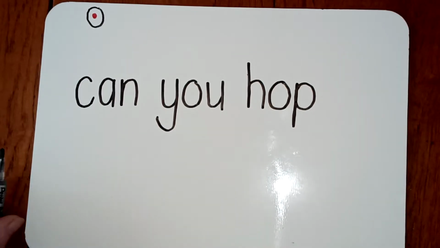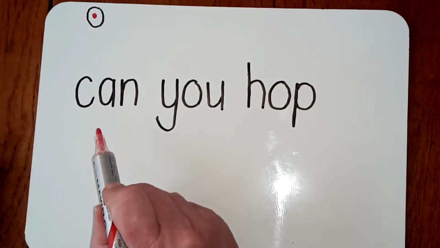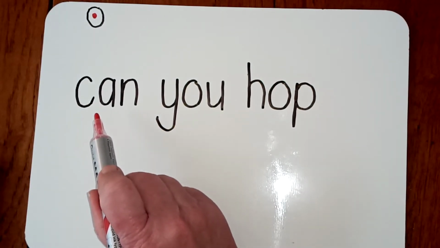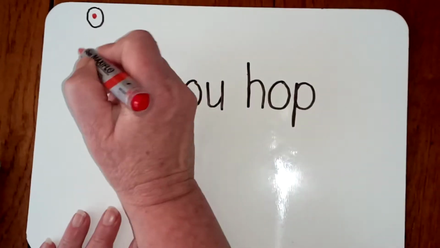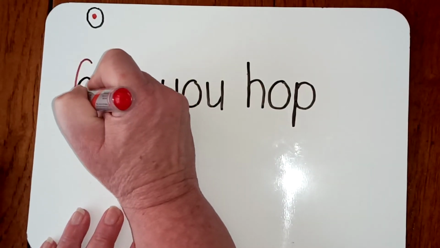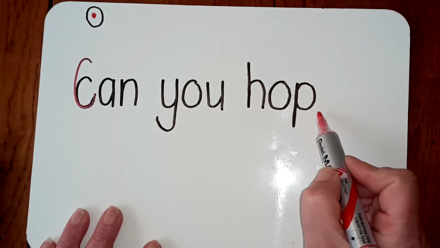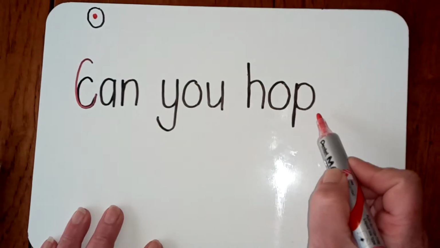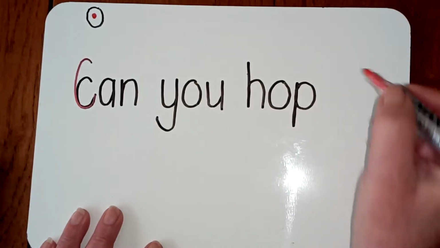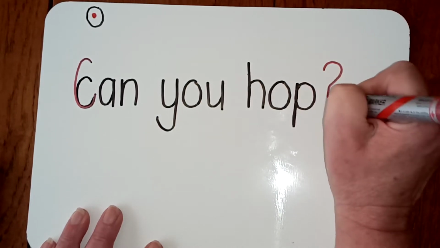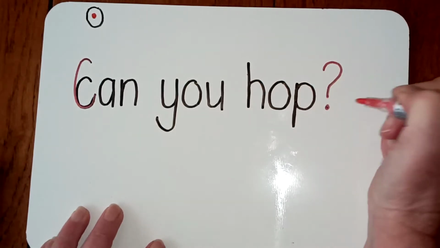So let's just start at the beginning and fix this up quickly. Right. Can, it's the start. To show the start, we need a capital letter. So can you hop? And now we're not putting a full stop because it's not a sentence. It's a question mark. And a question mark looks like a hook, looks like Captain Hook's arm that the crocodile ate.